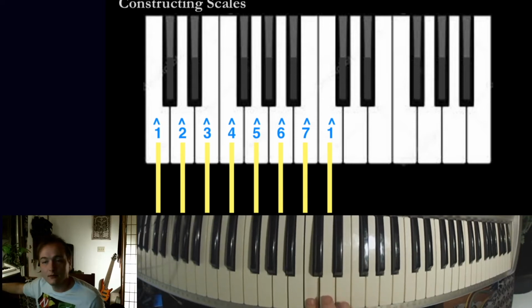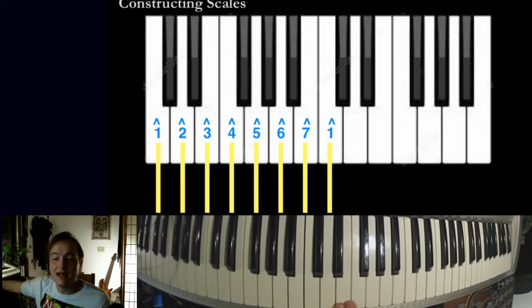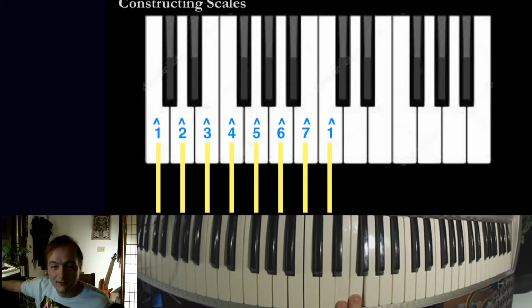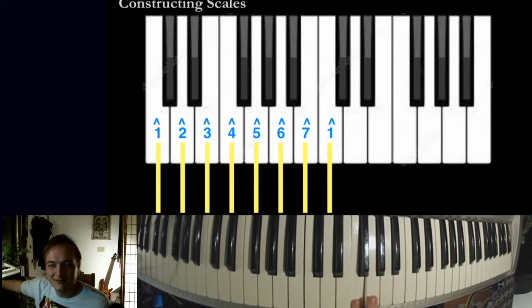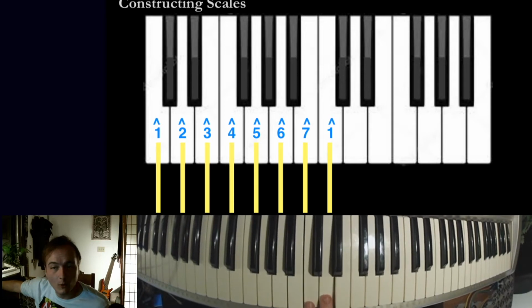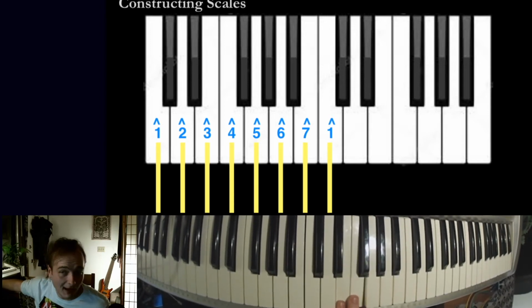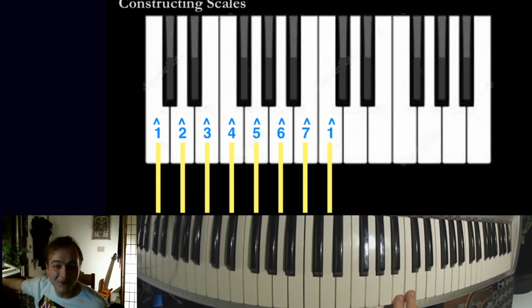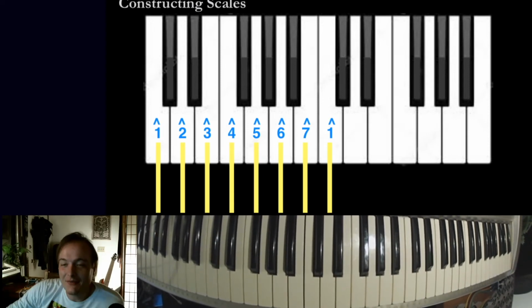C to D, whole step. D to E, whole step. E to F, half step. F to G, whole, half. Okay, so if I do that again from the bottom, whole, half, whole, half. And that's our pattern.